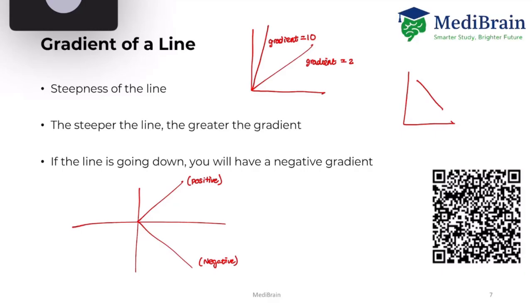So the gradient is just the steepness of a line, how steep the line is. You might see a graph with a line on it and be asked to work out the gradient. That just means the steepness of the line. Is it a shallow line? Is it just a gentle slope? Or is it a really steep slope? And that's the gradient of the line.